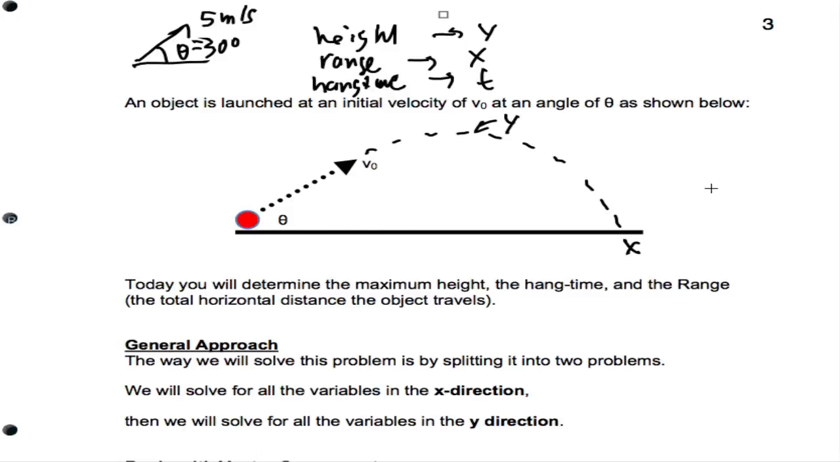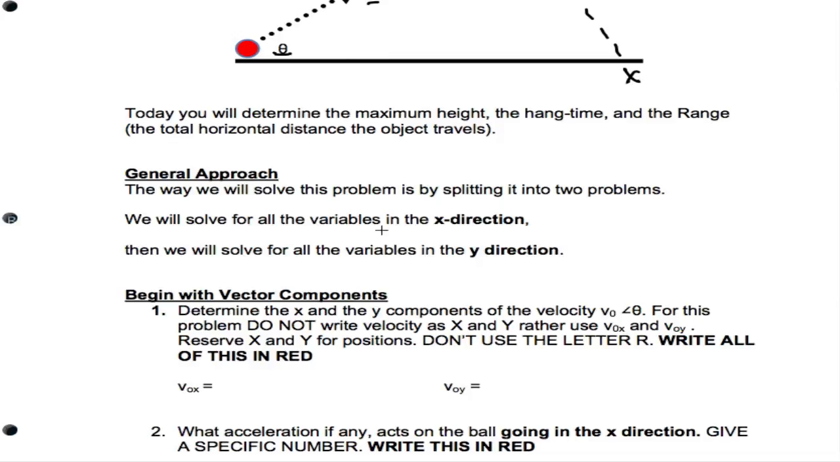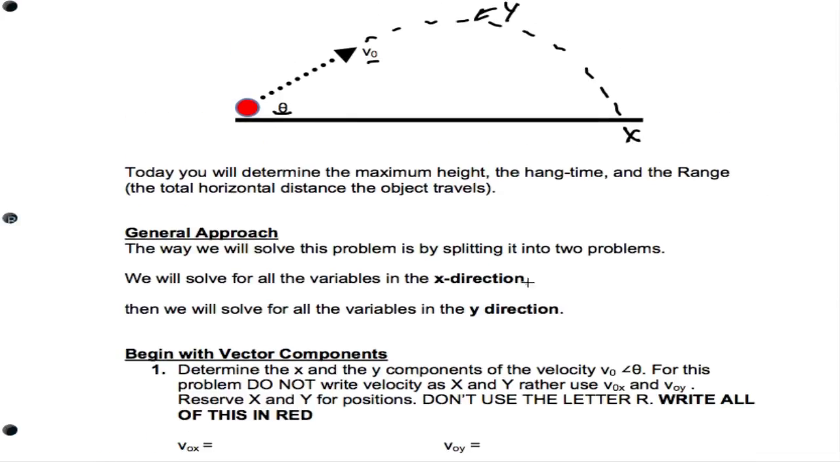Now, you could go through and calculate this using the equations, but what I want to do is something better than that. I want us to come up with a general formula in terms of V naught and theta that tells me how to get the height for any speed and angle, and the range for any speed and angle, and the same with the hang time. We're going to approach this problem by splitting it into two problems: the x direction and the y direction.